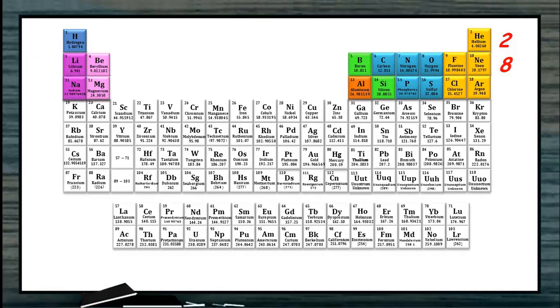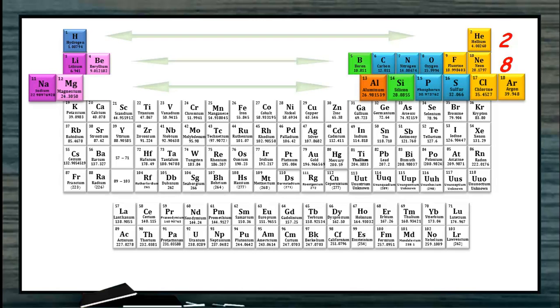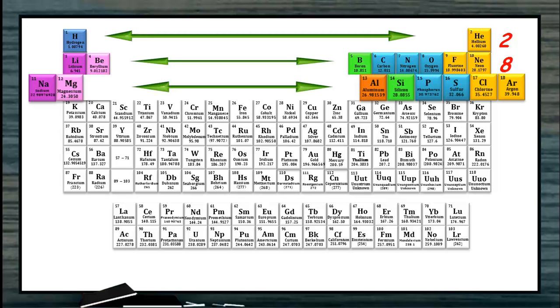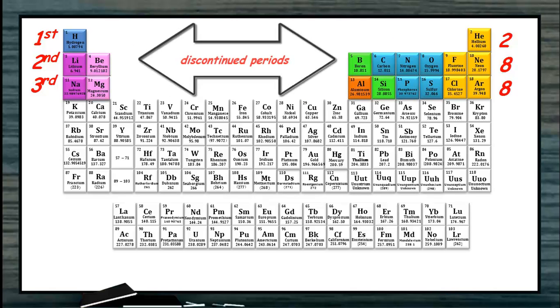And the third period, sodium to argon. Again, count the number of elements, they are 8 in number. And you can see that some gap is present in that particular period in between the elements. So that is the reason why the first, second and third periods, we can call them discontinuous periods.